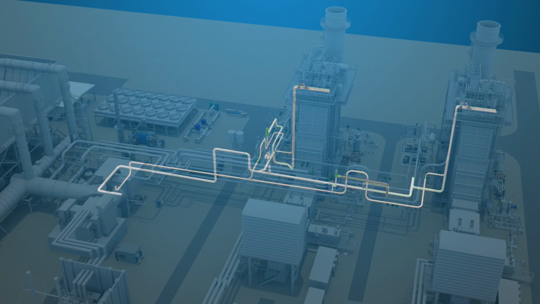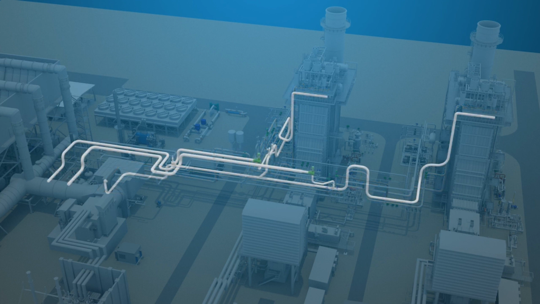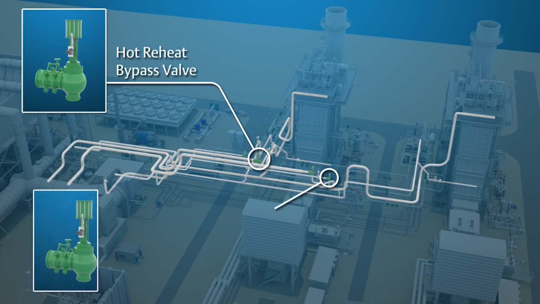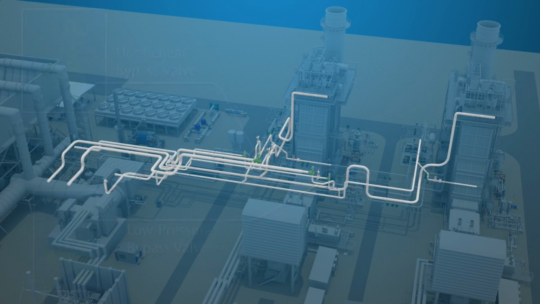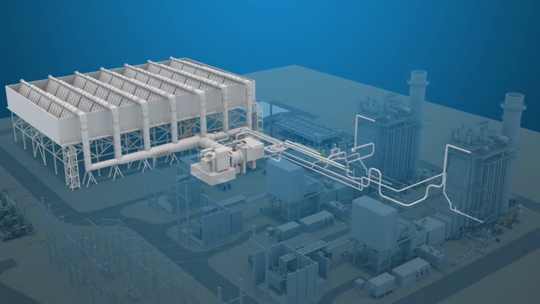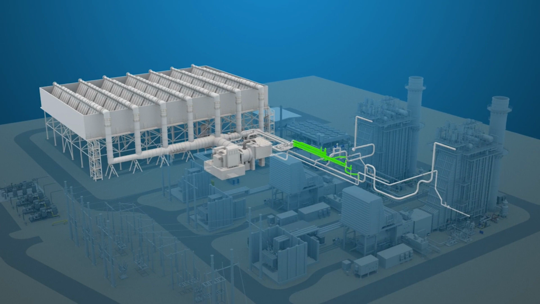Along with the HP bypass valves, the steam plant will be equipped with a hot reheat bypass valve and a low-pressure steam bypass valve for each HRSG. These valves provide the same purpose for the hot reheat and low-pressure steam systems. The hot reheat and low-pressure bypass valves dump steam directly to the condenser.